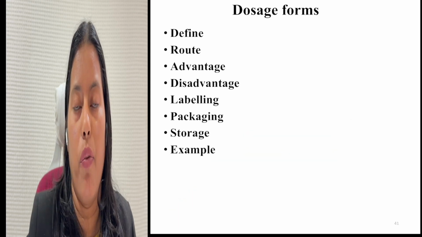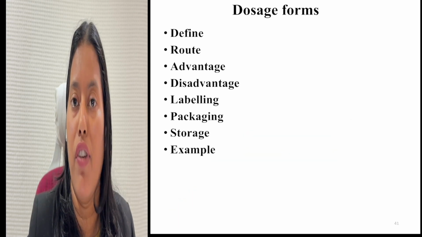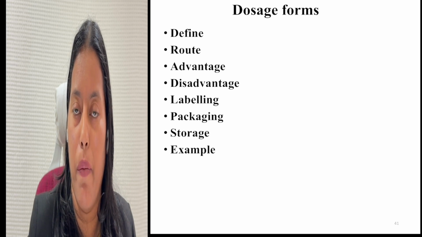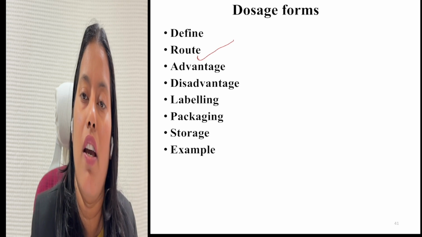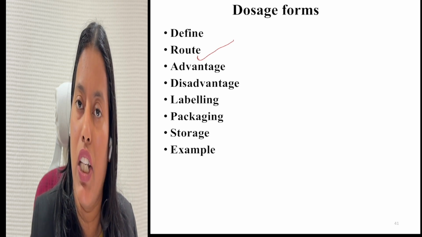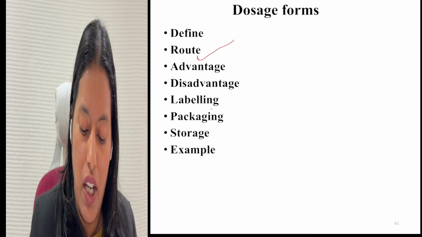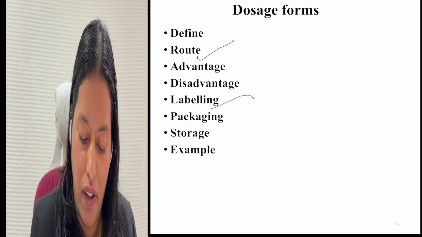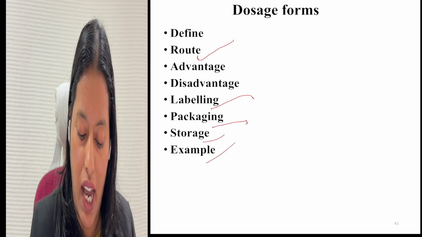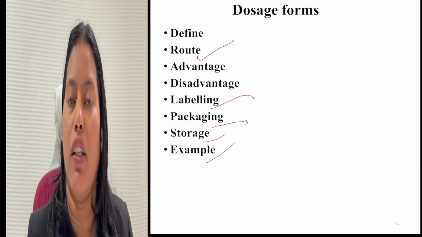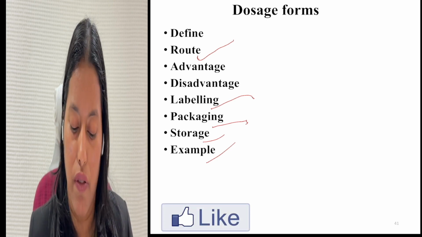So the various key points to remember are the definition of the formulation which you have prepared, the route through which you are going to administer, various advantages and disadvantages of that formulation, labeling directions, different packaging which you can use, storage conditions, and the various examples you can give for that particular dosage form.